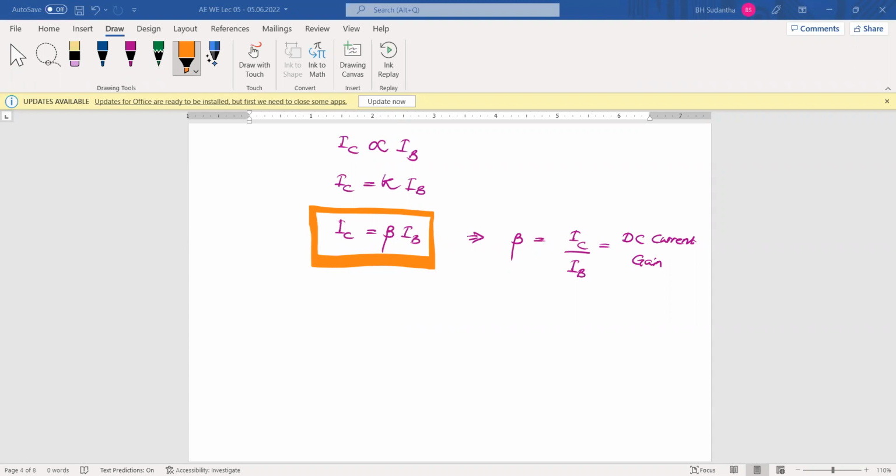Yeah, I'll show you a practical data sheet for this one. Now we have a different name for this beta. It's the DC current gain, or we say this one is HFE, the same meaning. Okay.